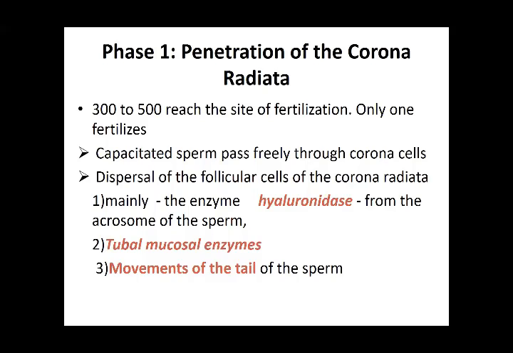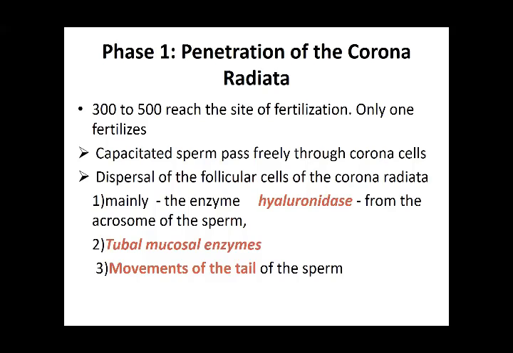I'll show you pictures of the different processes. The acrosomal cap has holes in it which release this hyaluronidase enzyme, which is going to disperse these corona cells, along with enzymes coming from the tubal mucosa and the movements of the tail.